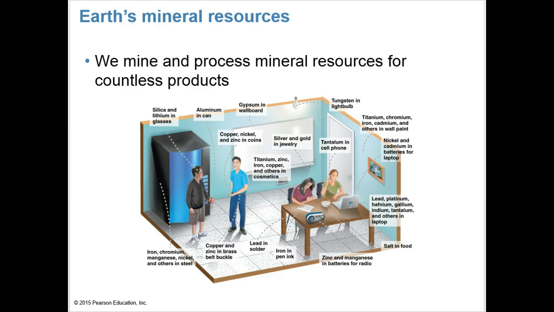Earth's mineral resources. Elements from minerals that we mine are everywhere in the products we use in our everyday lives. This scene in the picture is from a typical college student lounge and points out just a few of the many elements from minerals that surround us. From the silica and lithium in this gentleman's glasses to the zinc and manganese in the batteries for their radio, the tungsten in the light bulb, and of course the tantalum that we talked about earlier in this gal's cell phone.